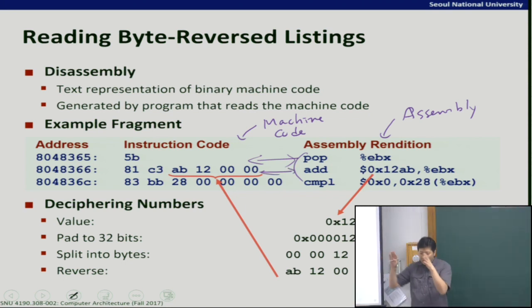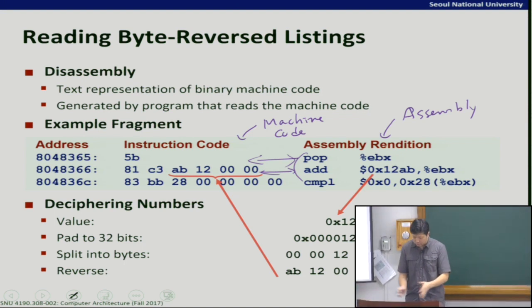So if you have a pop instruction, that will be represented by a binary byte sequence like 5B. So 5B in machine code means pop EBX register, and so on. So there's a one-to-one mapping.